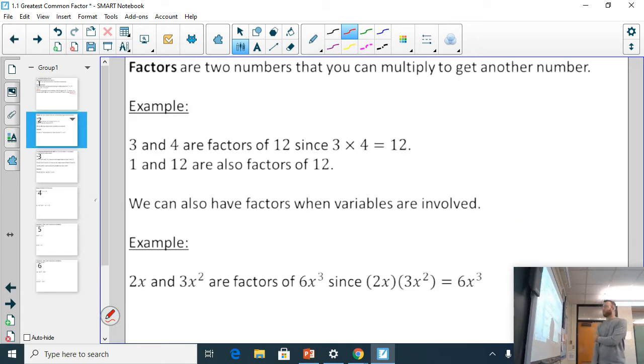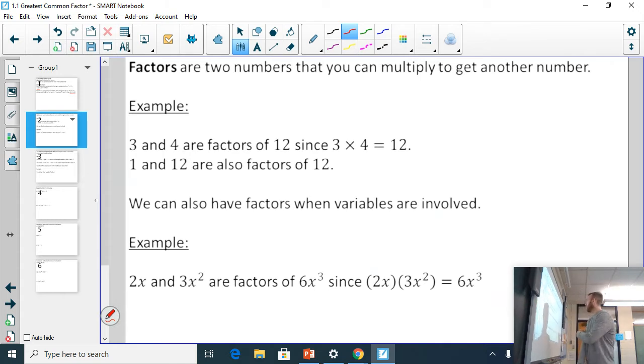So factors, what is a factor? Factors are two numbers that you can multiply to get another number. So for examples, 3 and 4 are factors of 12, since 3 times 4 equals 12. And 1 and 12 are also factors of 12, since 1 times 12 equals 12, right? Two numbers multiplied together to get another are factors.